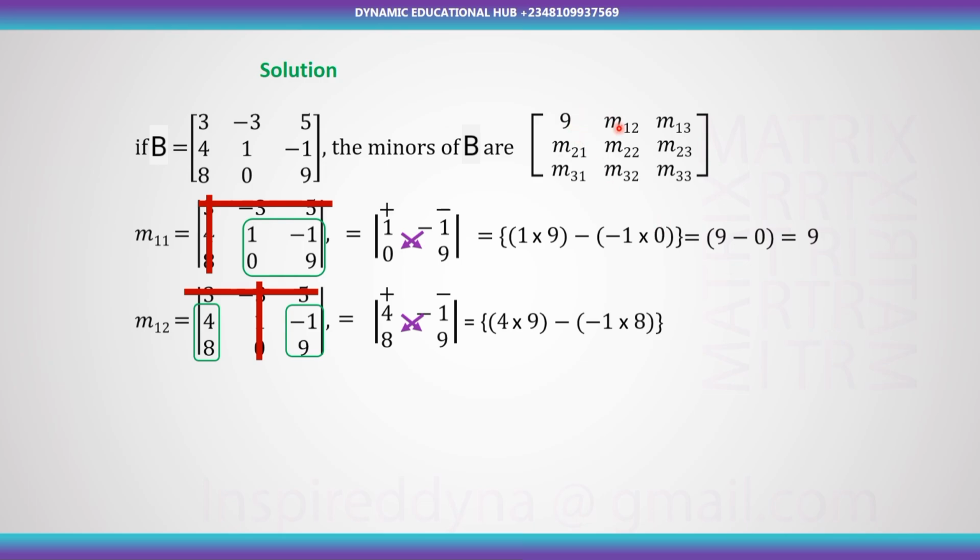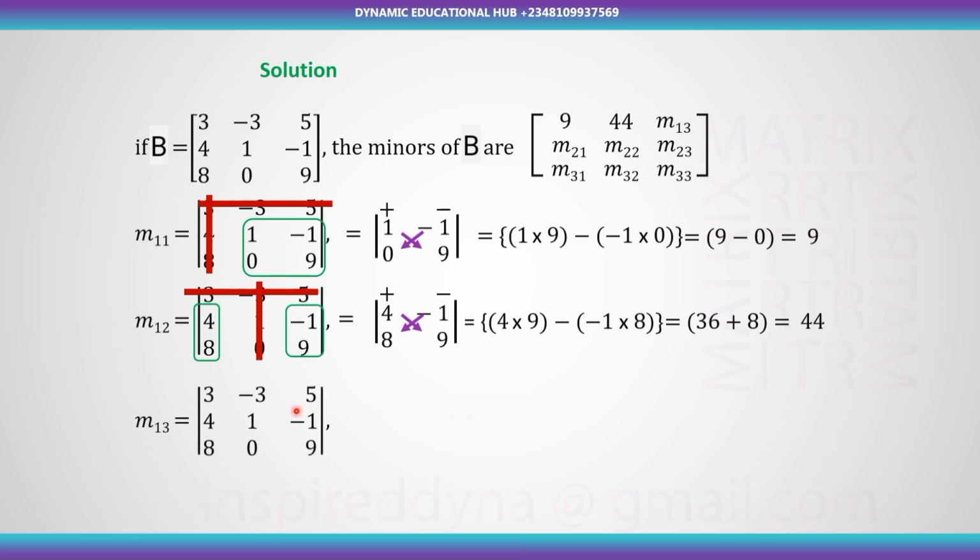That is what we have here, 44. We have 36 plus 8, that's 44. So M12 changes to 44.